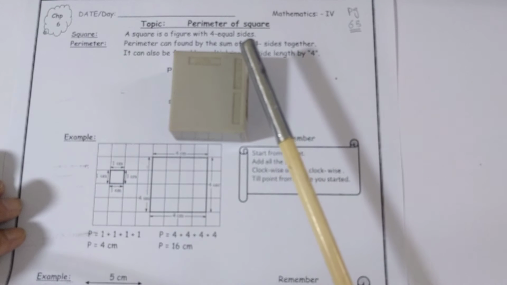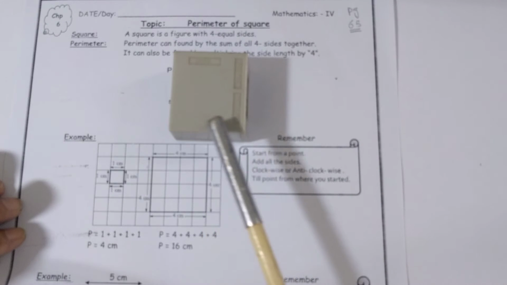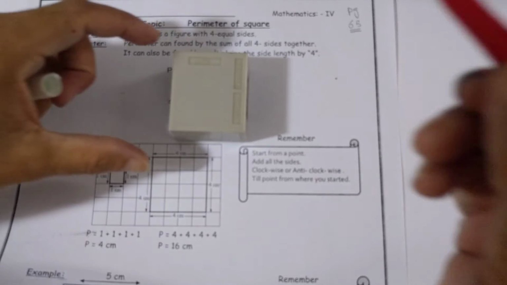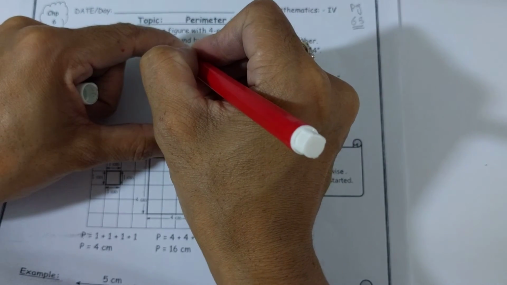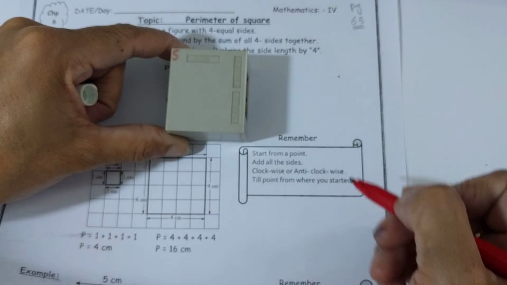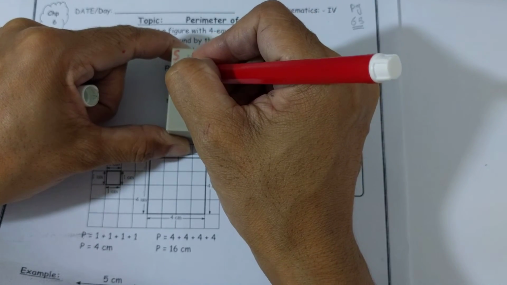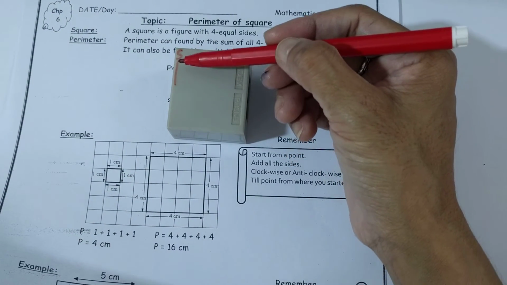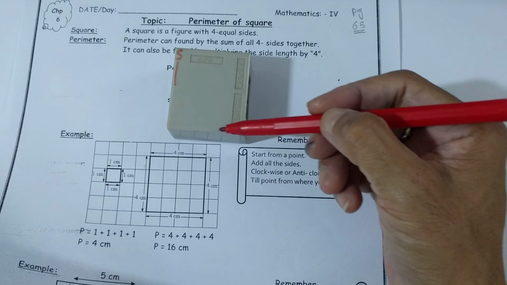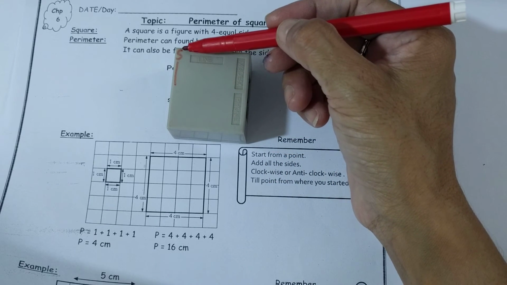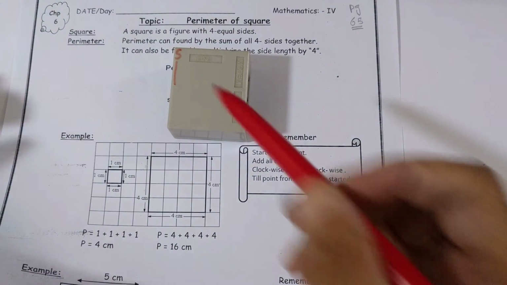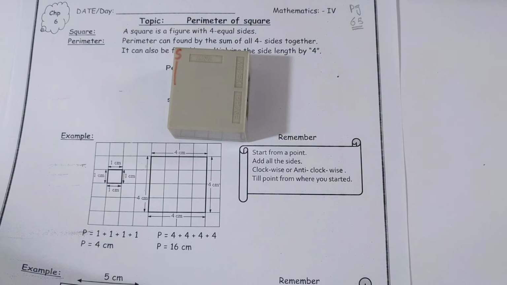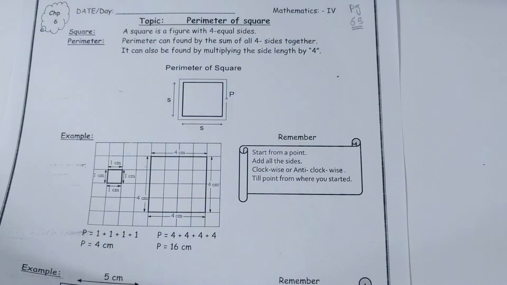You can move in the anti-clockwise direction or you can move in the clockwise direction. It's up to you. Like my starting point is, for example, from here. This one is my starting point and I am going in the anti-clockwise direction. So I will move like this. First side, second side, third side and fourth side, this is the ending point. So this boundary of this square shape is the perimeter of this square. Clear?